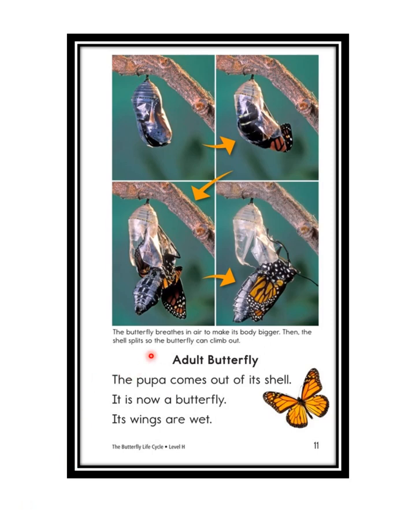Adult butterfly. The pupa comes out of its shell. It is now a butterfly. Its wings are wet. Look, the pupa changed colors, didn't it? You could see he's coming out of his shell. And then here he is. And remember, its wings are wet. The caption says the butterfly breathes in air to make its body bigger. Then the shell splits so the butterfly can climb out.